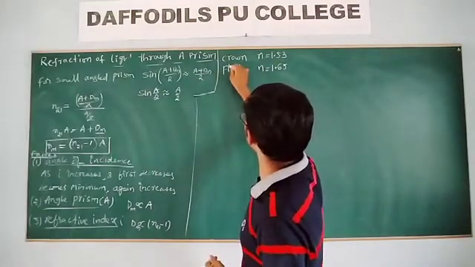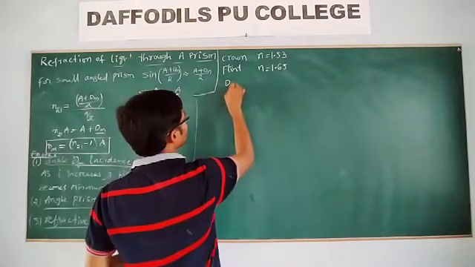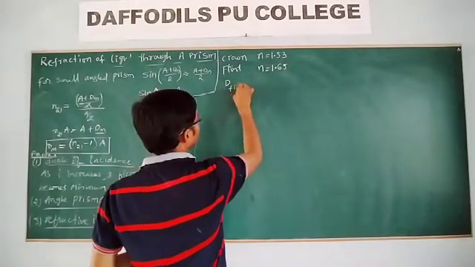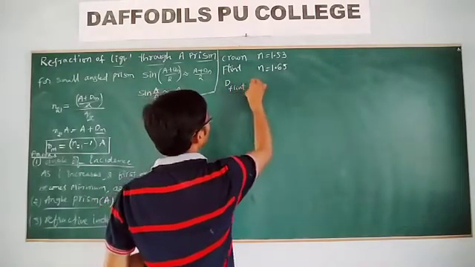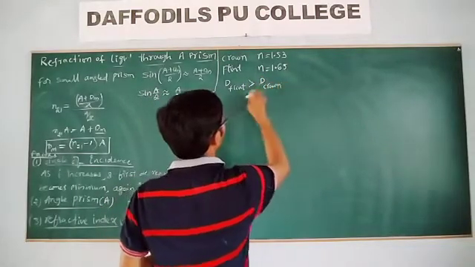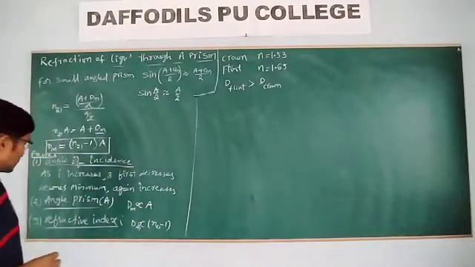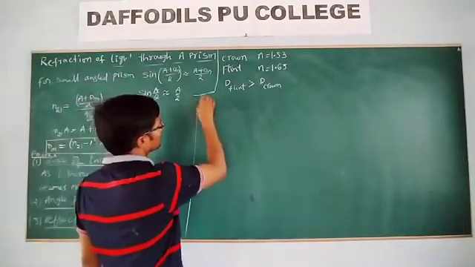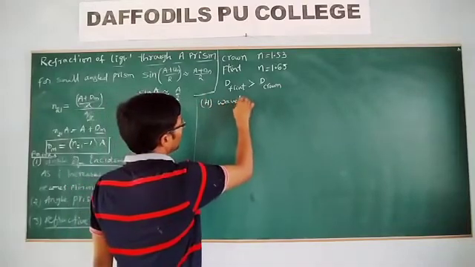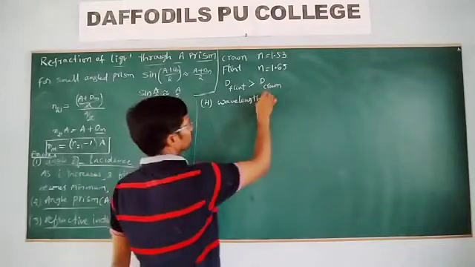Then we can write that the deviation of the flint glass is greater than the deviation of crown glass, because the more the refractive index, the more the deviation. Similarly, it always depends upon the wavelength or color of the light.